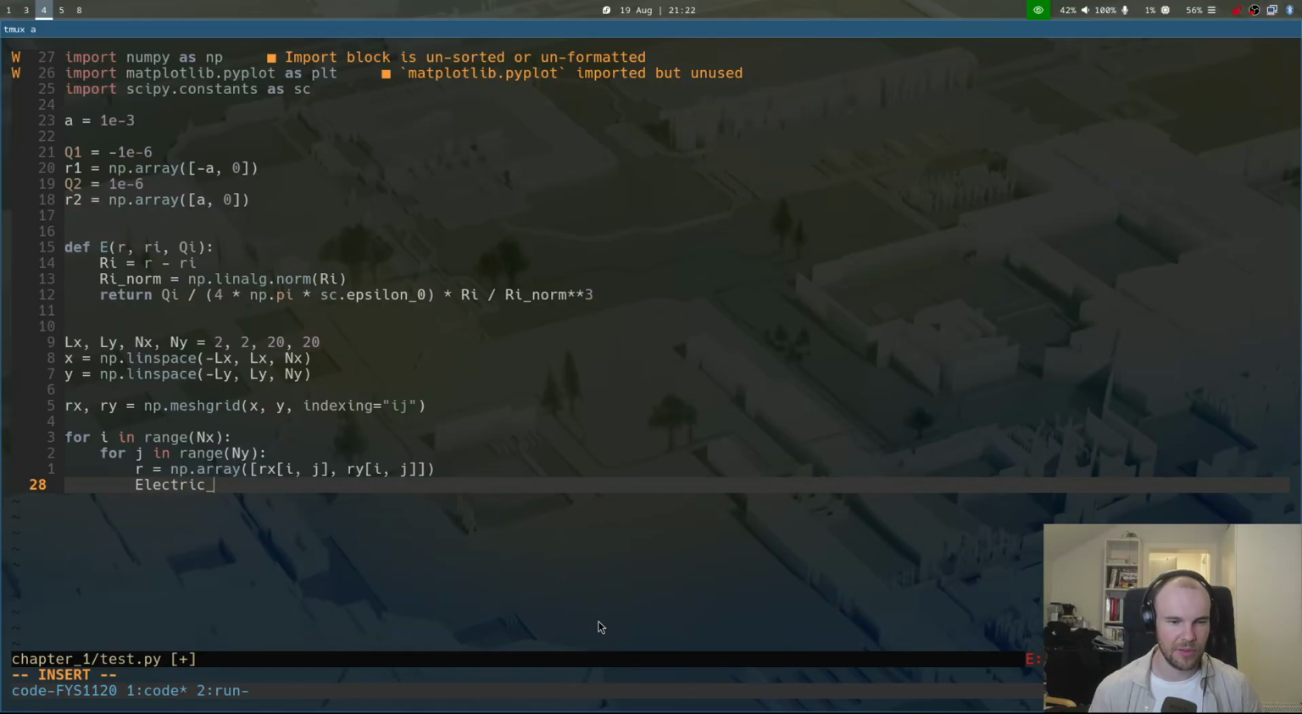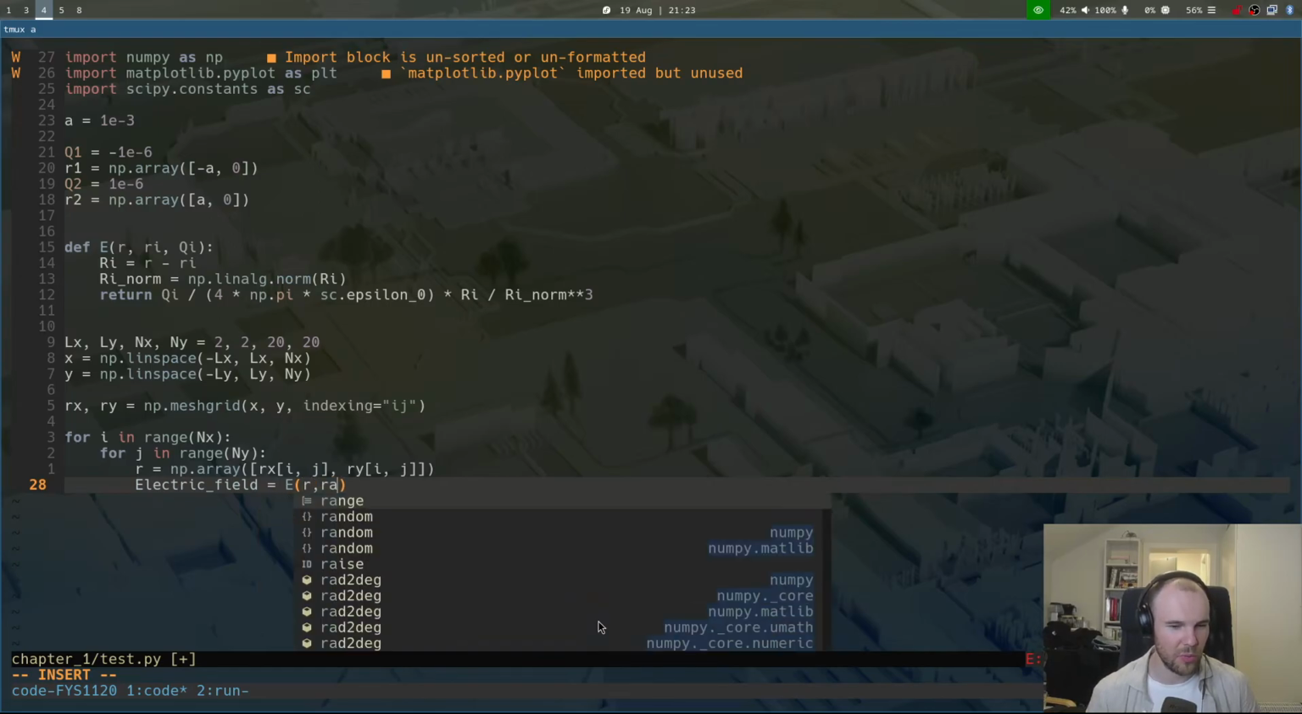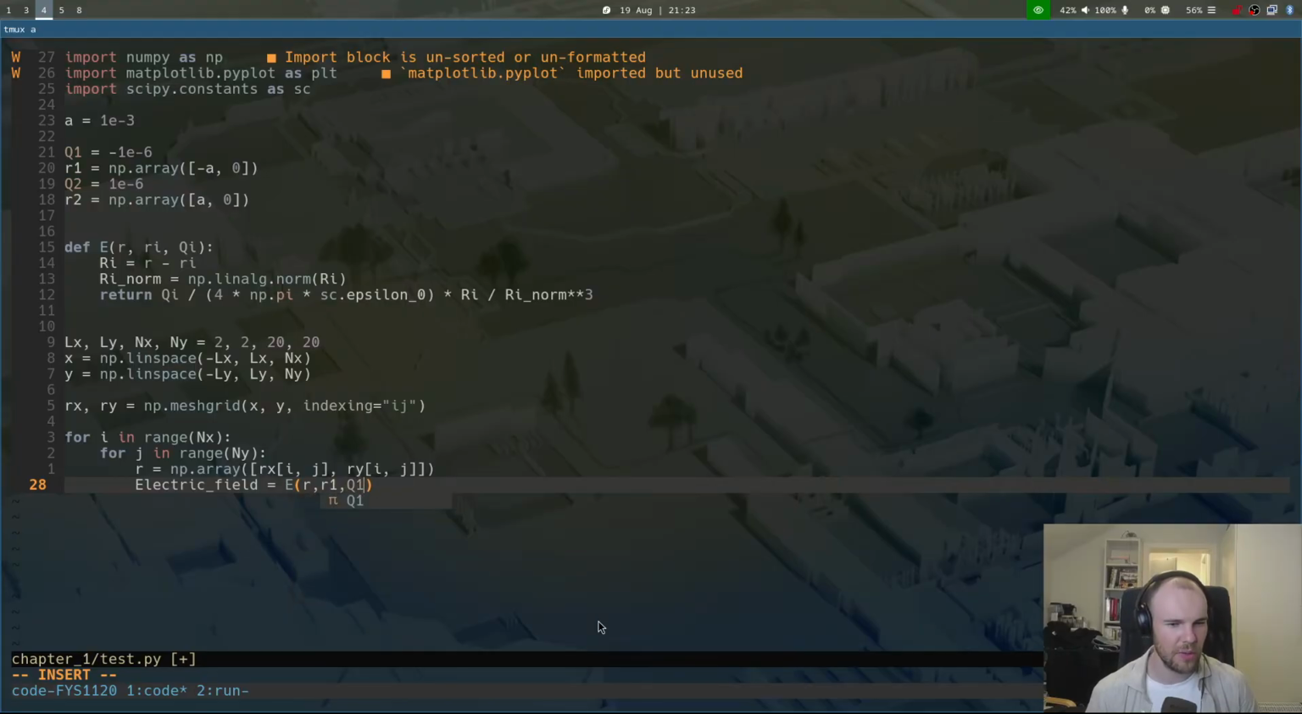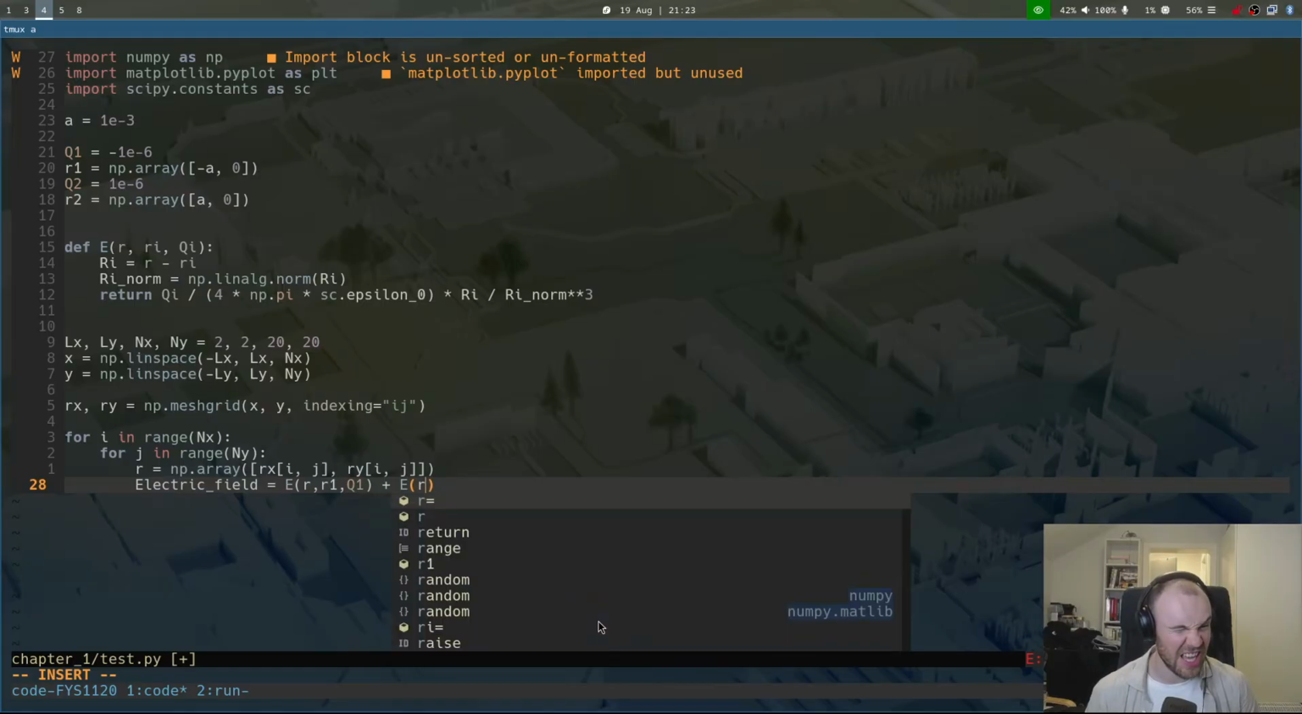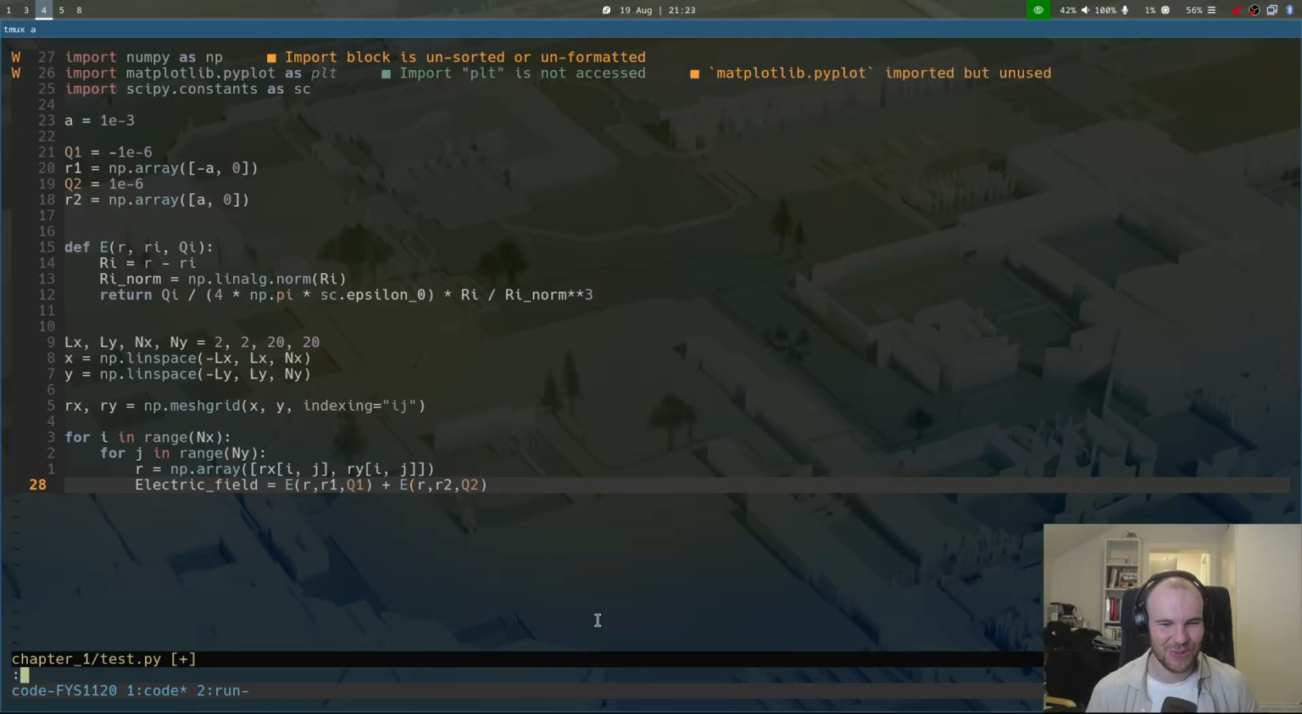We could have just stated that electric field is equal to, just to make this clear. Normally I don't do it like this, but just to make it clear, it's fun. The electric field is, of course, the contribution. So we have E, we need R, and then we need the contribution from R1, Q1, and then we need to add that contribution, right? So we have E, and then I have R2 and then Q2, the contribution there.